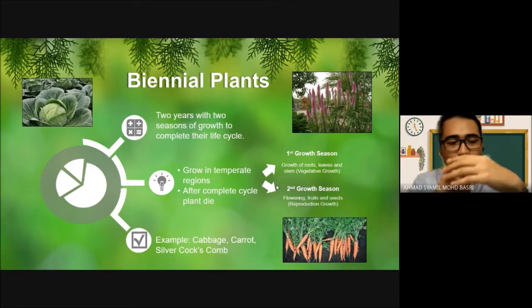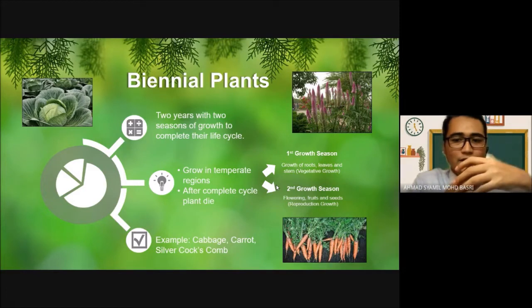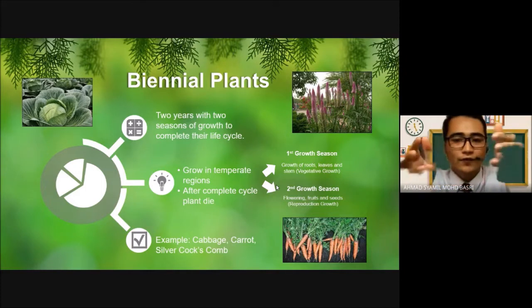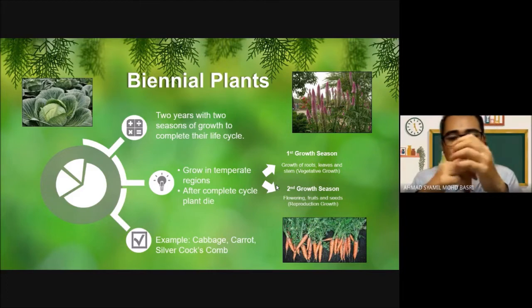Their growth season is divided into 2. In the first growth season, they grow root, leaf, and stem. This is more toward vegetative growth. The second growth is flowering, fruit, and seed. It is for reproductive growth. In the second stage, we can see the fruit, and we can harvest the fruit. For example, we can see the cabbage, the carrot, and silver comb.